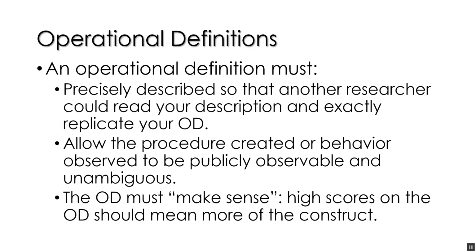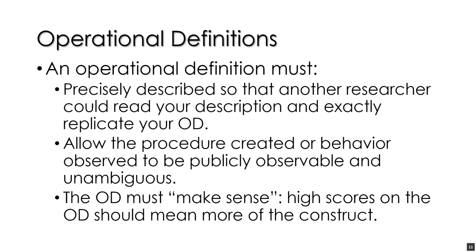So we're really trying to get a handle on measuring things, and the ideas of operational definitions, of reliability and validity, all of these are tools to help us have accurate measures of psychological traits. The first part of this is operational definitions. The operational definition must do three things. It should precisely describe something so that another researcher could read your description and exactly replicate your operational definition.